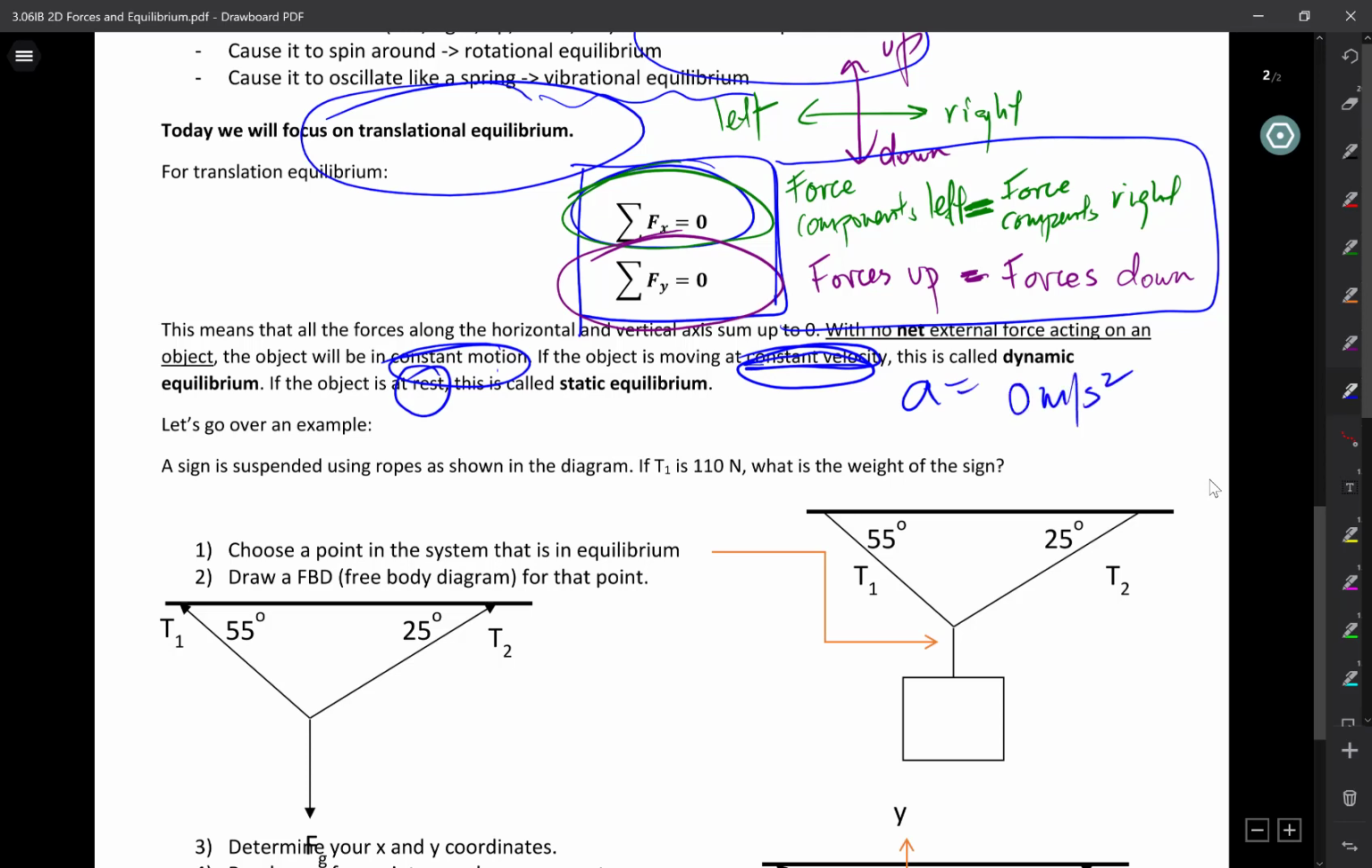But if something is moving at constant velocity, we call this dynamic equilibrium. Dynamic equilibrium, meaning something is dynamic, it's still moving, it's still in motion, but all the forces balance. On the other hand, when an object's at rest, it is not moving, it is static. We call this static equilibrium. But regardless of which case we talk about, acceleration is still 0, and the net external force acting on an object is still 0, which means F net is 0.